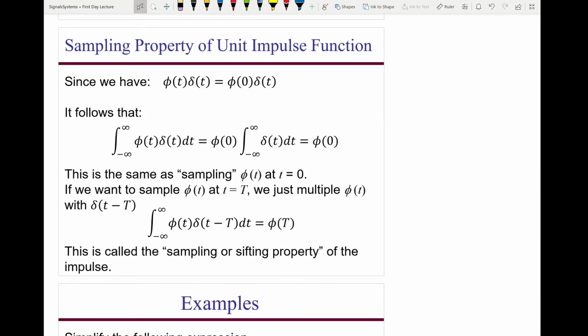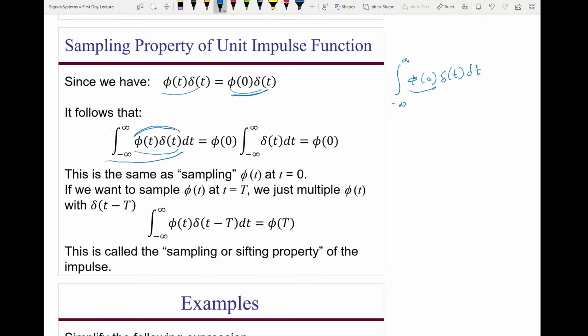Okay, I said we use the impulse in sampling a signal. So first we learned how we do multiplication. Now what happens if I do the multiplication and then the integration? What's the answer going to be? So let's do this process. Minus infinity to infinity. When I multiply these two, what do I get? I get this.